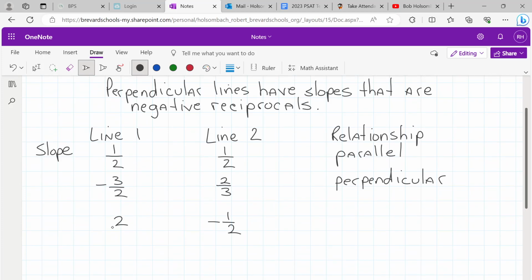Because isn't this 2 the same as 2 over 1? All right, so look, we've got a case here where we have opposite signs, and we have the numerator and denominator switched. So we've got perpendicular lines again. And remember, the symbol for perpendicular is the upside down T. And perpendicular lines intersect at 90 degrees.